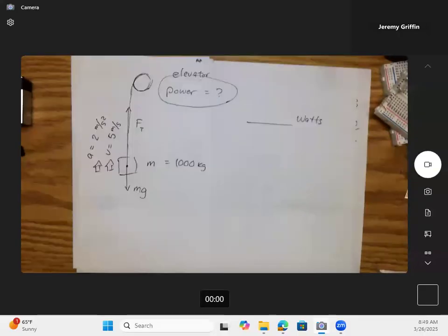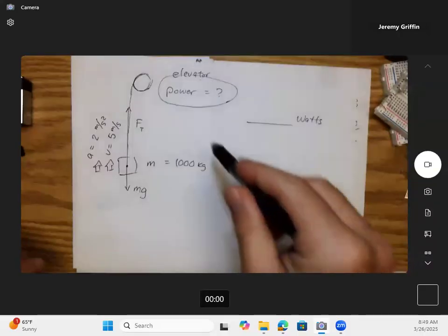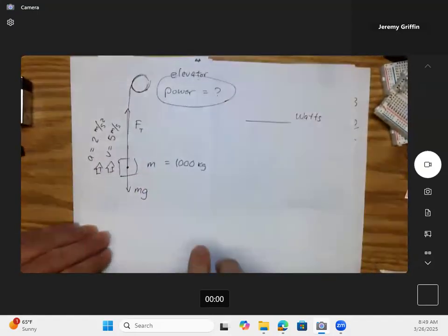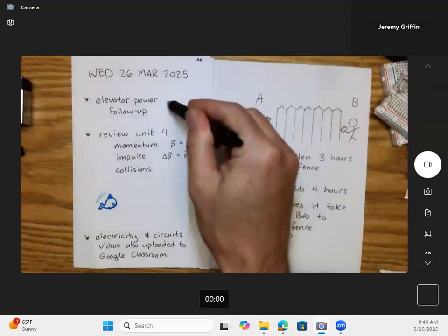All right, and we're back. So the question was, what's the power of the motor at the top of the elevator shaft pulling up the elevator? So we've got to follow that up.